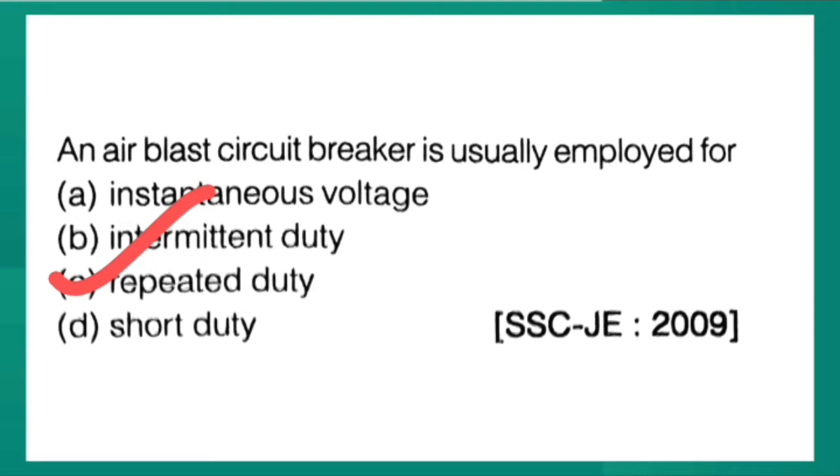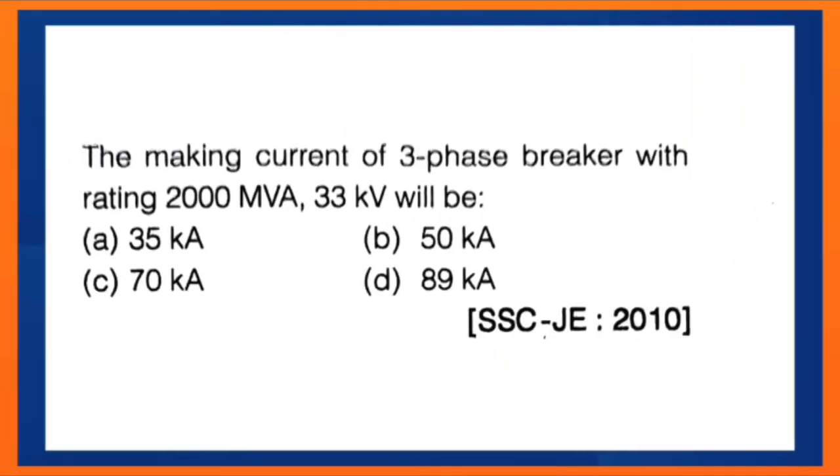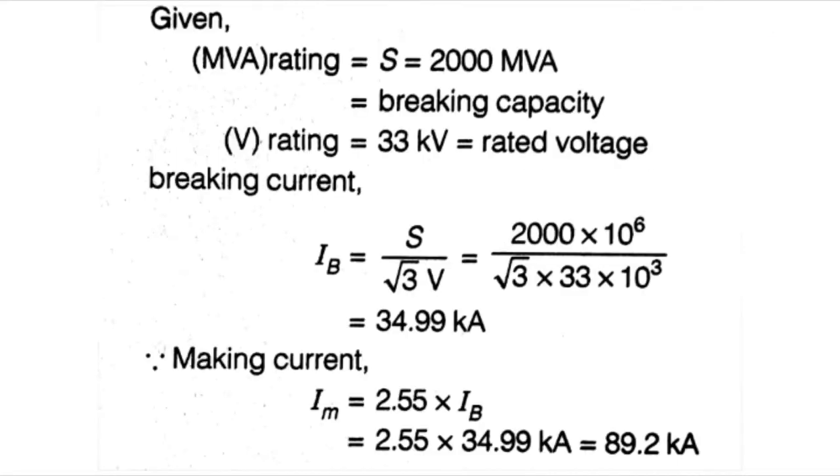So next question is: the making current of a 3-phase breaker with rating 2000 MVA, 33 kV will be, and options are 35 kA, 50 kA, 70 kA and 89 kA. Here you can observe the solution. Given that MVA rating S is equal to 2000 MVA, its breaking capacity, and rating is 33 kV, means rated voltage.